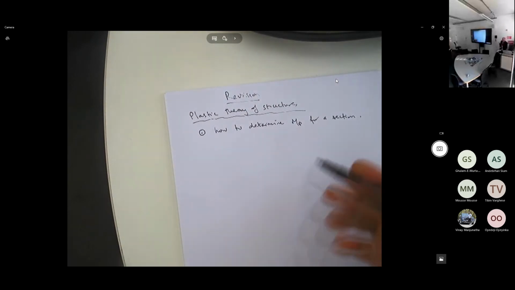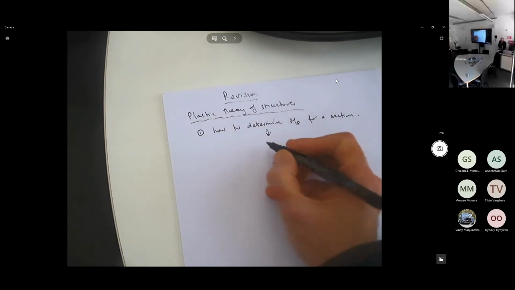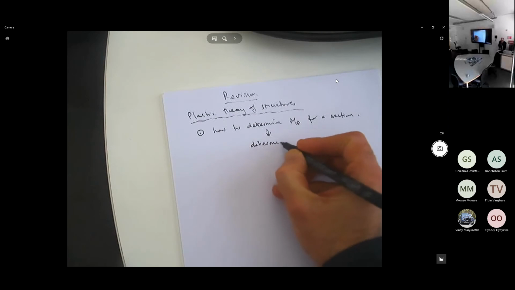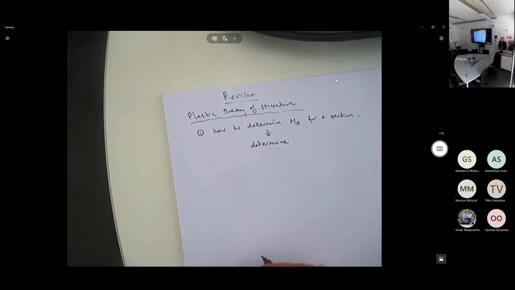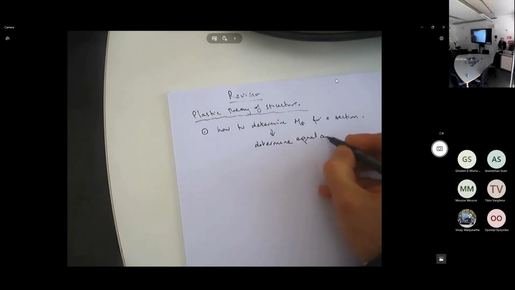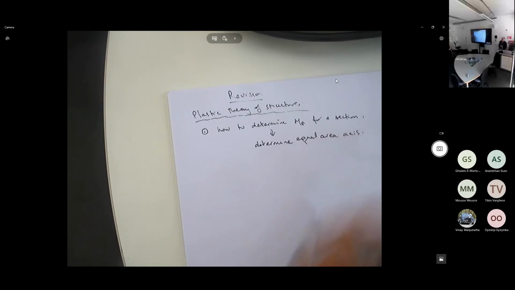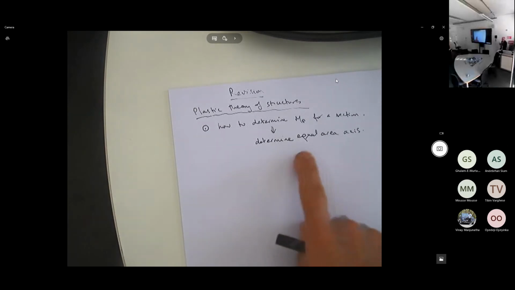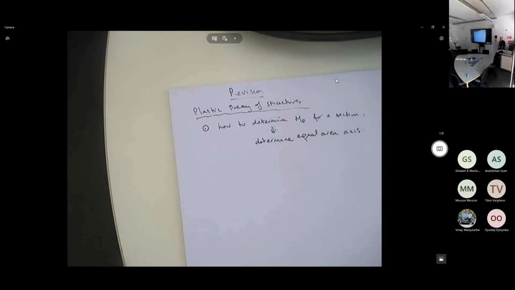The main thing when you determine MP is, what do you need to determine in order to determine MP? The equal area axis, exactly. That's what you need to remember. If you are given any shape, you need to determine the equal area axis, and using that equal area axis, you can then determine MP.